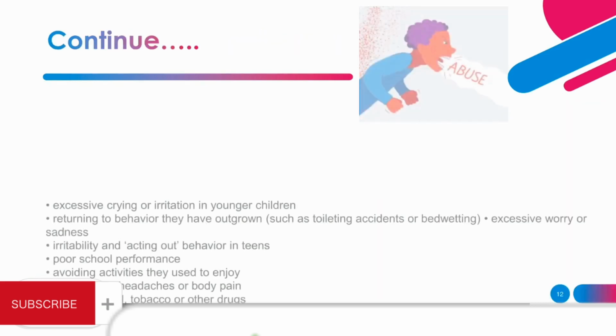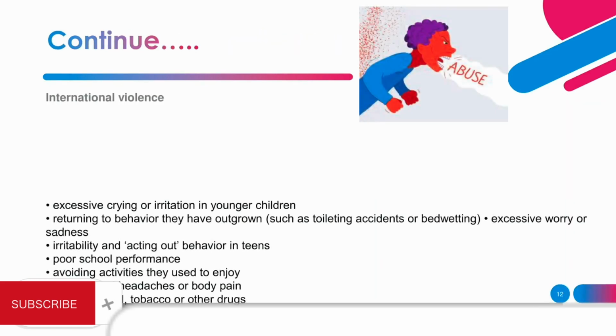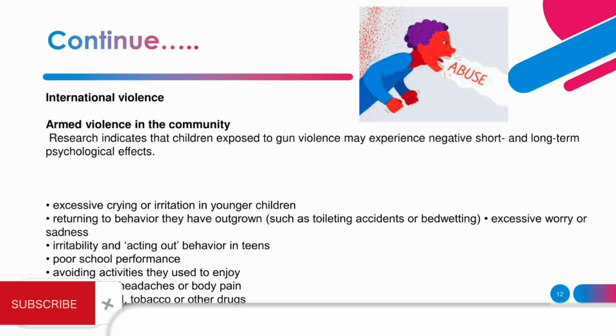International violence. Armed violence in the community. Research indicates that children exposed to gun violence may experience negative short and long-term psychological effects.